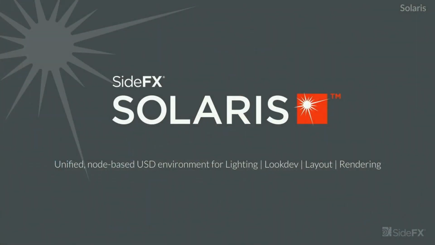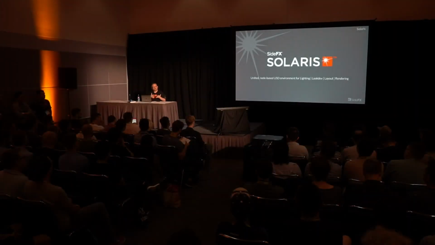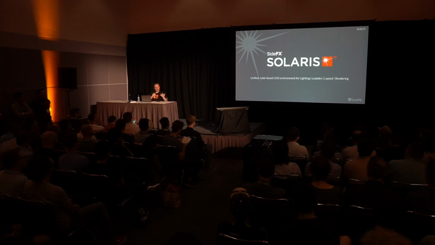So the first thing we want to talk about is, what is Solaris? Solaris is a new context in Houdini, specifically designed around the tasks of lighting, lookdev, layout, and rendering. And a key point is that it is USD-based. When we say USD-based, we don't mean that we just will import USD. We mean that we work directly on USD. USD, which is Universal Scene Description for those who aren't aware, we work natively with it.